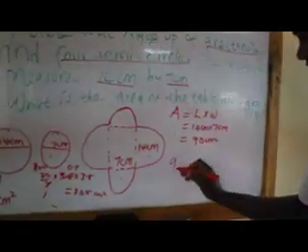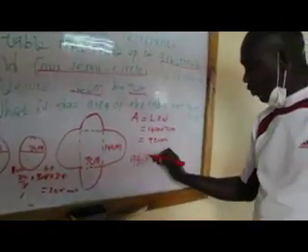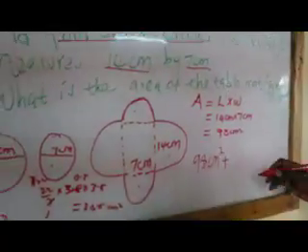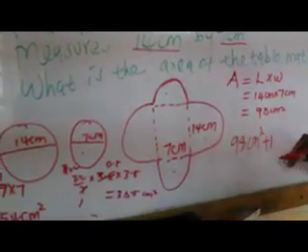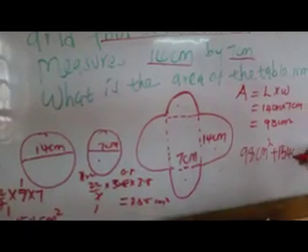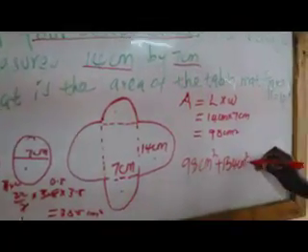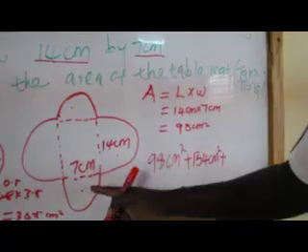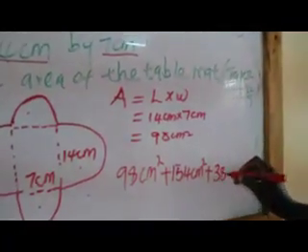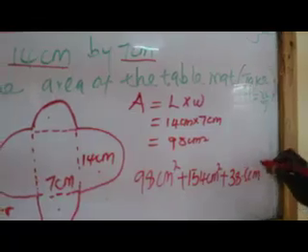And total area is going to be given by the area of the rectangle, which is 98 centimeters squared, plus the area of these two semicircles, which is 154 centimeters squared, plus the area of these two semicircles, which is going to be 38.5 centimeters squared.